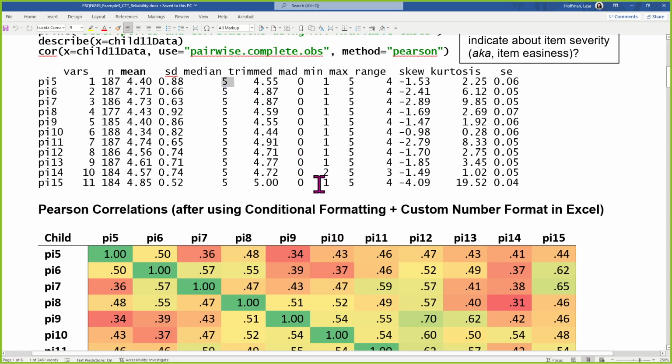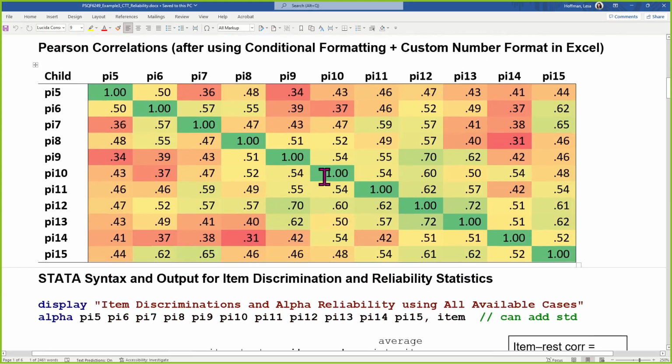I took the correlation matrix and I put it in Excel, and I did conditional formatting, which is one of my favorite things to do. It just looks pretty, but it actually helps; patterns, I think, come out to you. So in terms of these items, do they look to you like they're measuring the same thing based on these correlations?